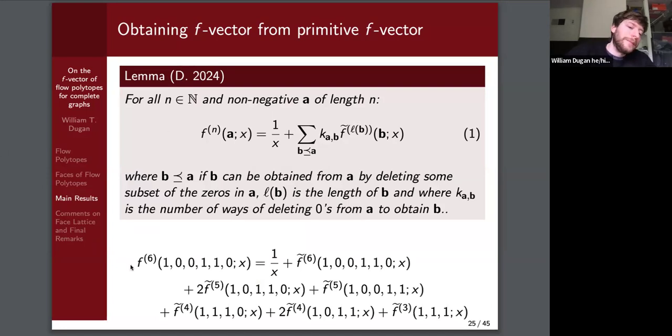So for example, I want to compute the F polynomial of 1, 0, 0, 1, 1, 0. Well, I take 1 over x, and then I add this vector.